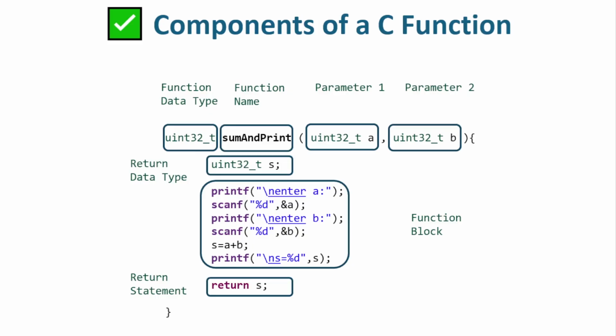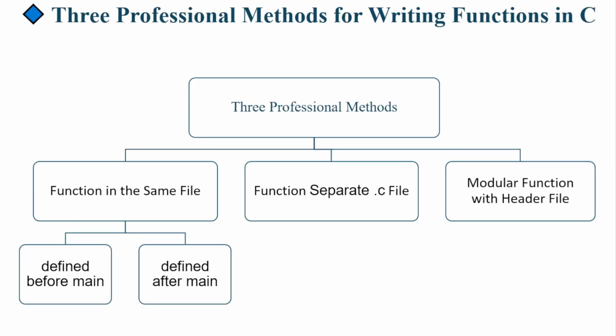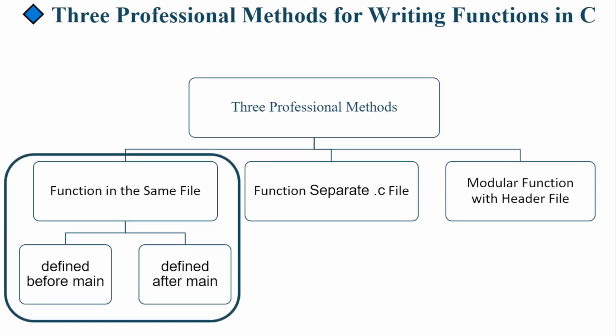Three professional methods for writing functions in C. When working on larger and more organized C programs, especially in embedded systems, it's important to structure your code properly. There are three common and practical approaches for defining and using functions in C. Number one, defining the function in the same file as main. This method is simple and ideal for small projects or beginners.